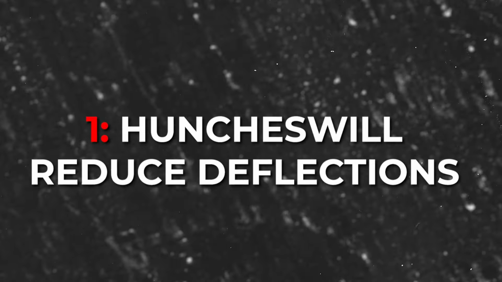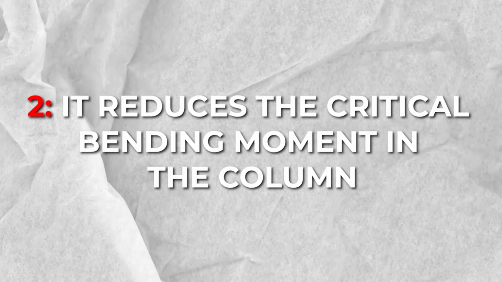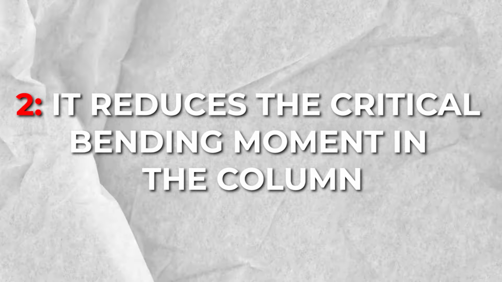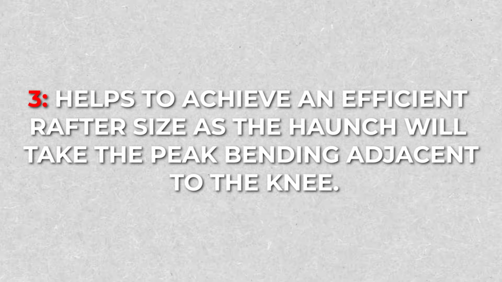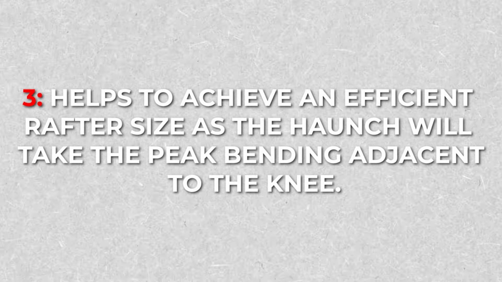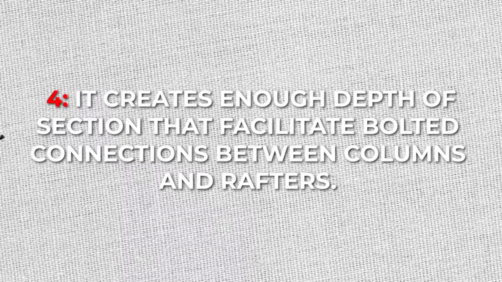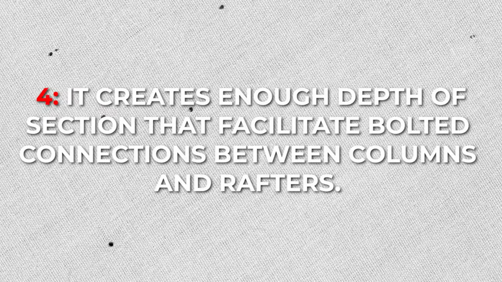Reason number 1, haunches will reduce deflections. Reason number 2, it reduces the critical bending moment in the column, which is typically assumed to be at the underside of the haunch. Reason number 3, it helps to achieve an efficient rafter size as the haunch will take the peak bending moment adjacent to the knee. And reason number 4, it creates enough depth of section that facilitates bolted connections between columns and the rafters.